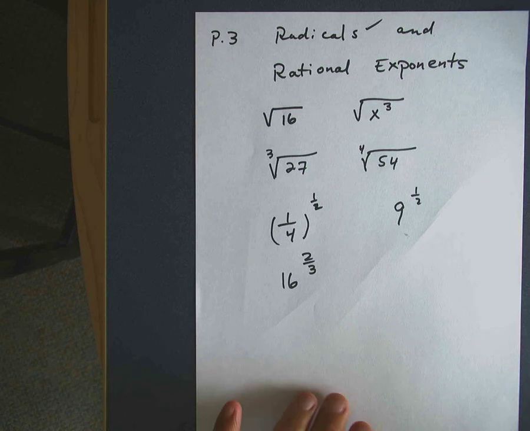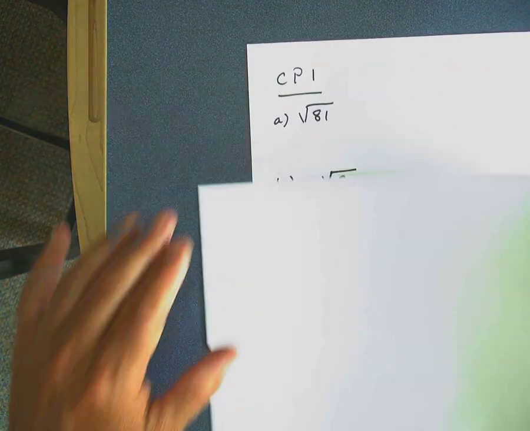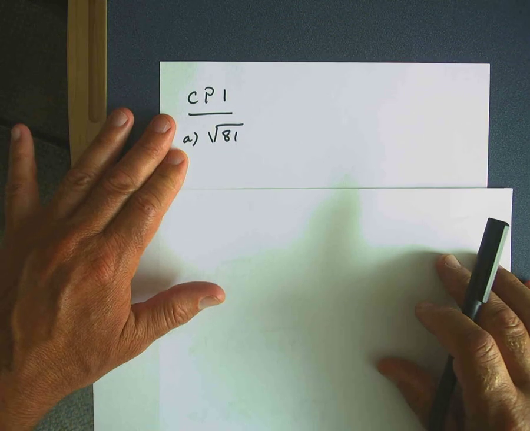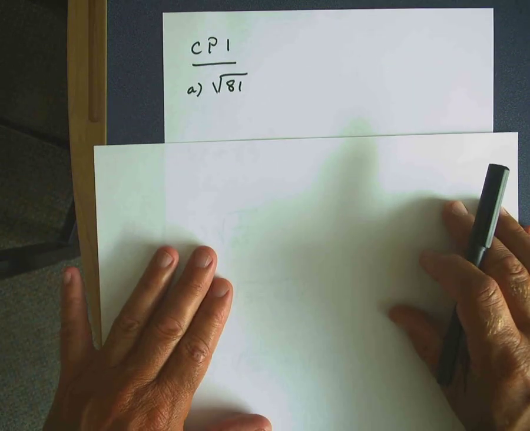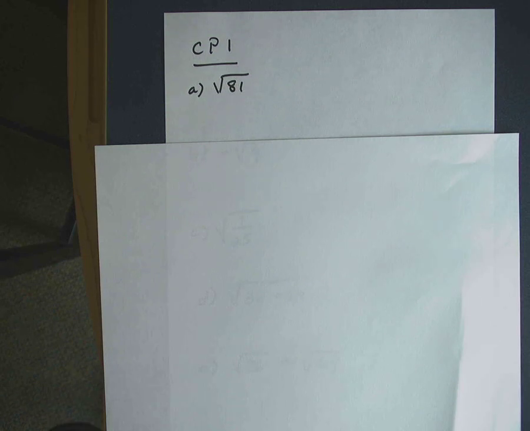I want to start with some problems in checkpoint 1, and as a reminder, as I suggested back in section 1, when we do these checkpoints, what I recommend is that you turn the video off, work out the problem, and then come back, turn the video on, and check to make sure that we agree on the solution.